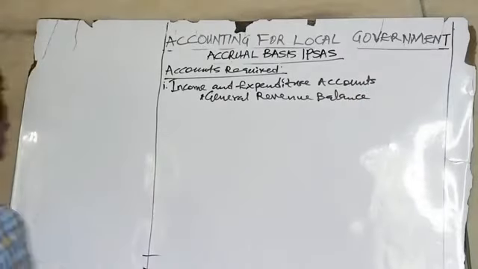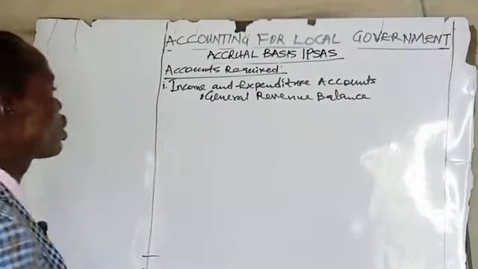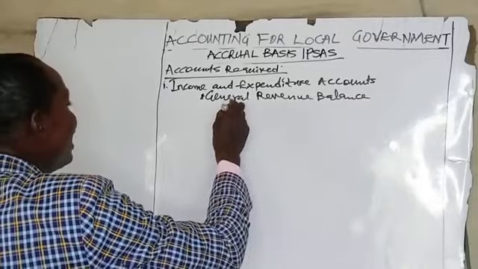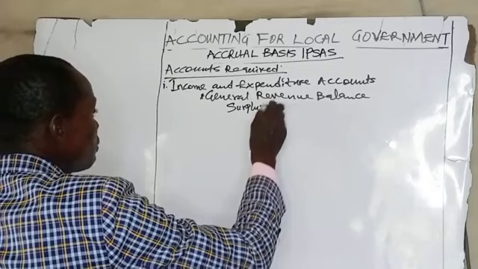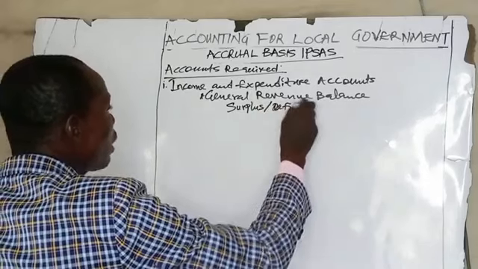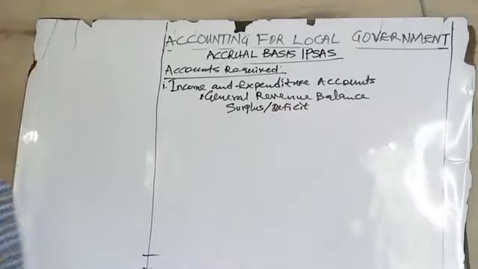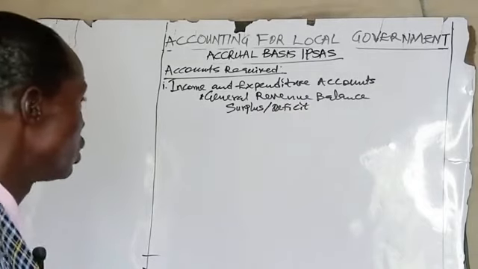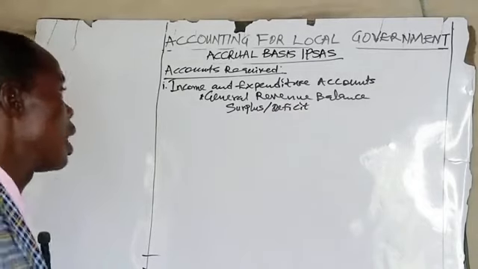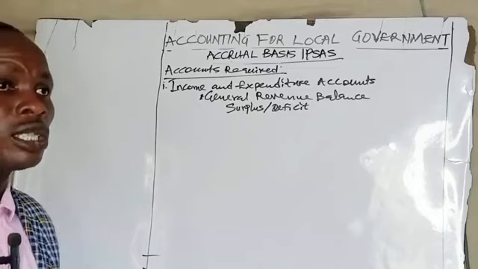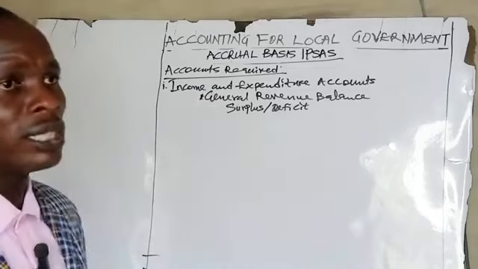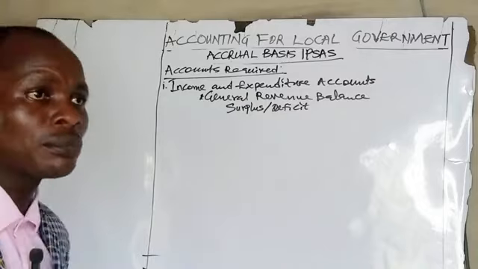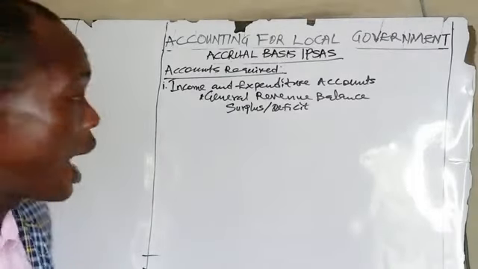So, the difference between the items of income and expenditure may either be a surplus or a deficit. We have a surplus where the income, that is revenue, is greater than the expenditure. And where the expenditure is greater than the revenue or income, we have the deficit. Please take note of that. So number one is the income and expenditure account.